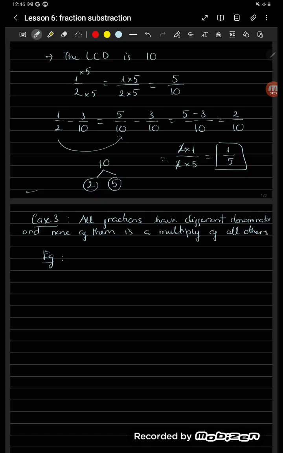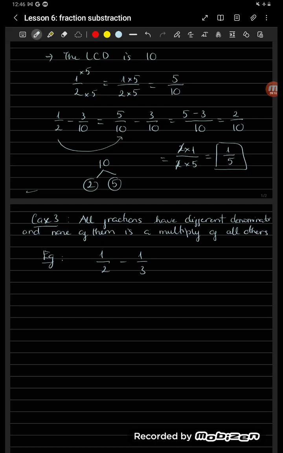Let's say we have 1 over 2 subtract 1 over 3. Okay, so for this example, we have two fractions, 1 over 2 and 1 over 3. Both of them have different denominators, and none of them is a multiple of the other. 2 is not a multiple of 3 because 2 cannot divide by 3. 3 is not a multiple of 2 because 3 cannot divide by 2. So in this case, how can we find the least common denominator?